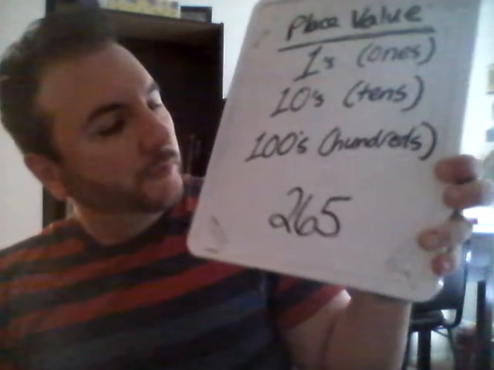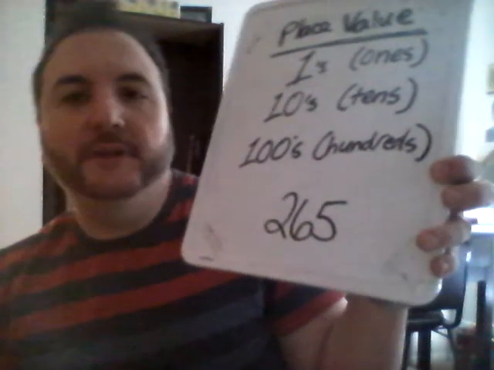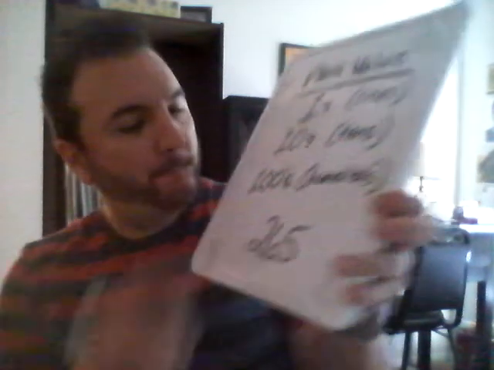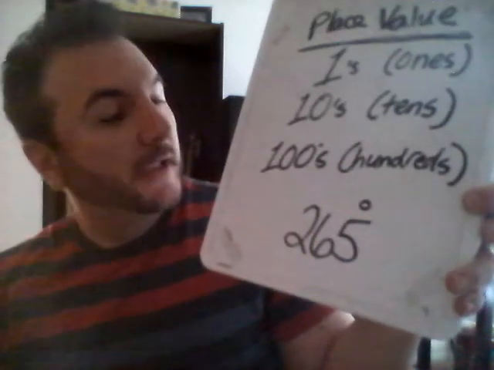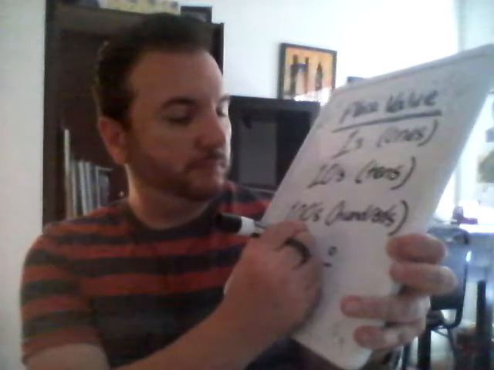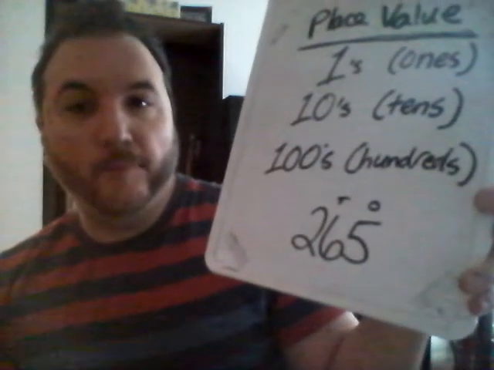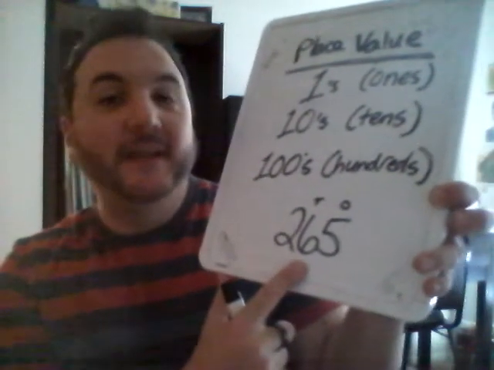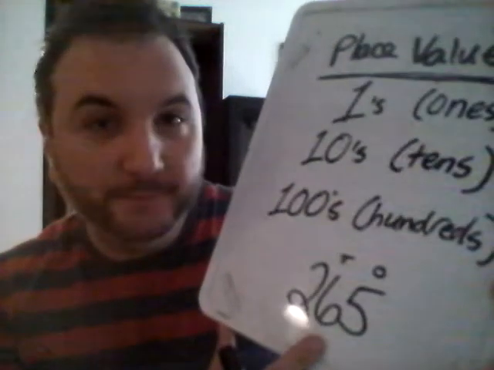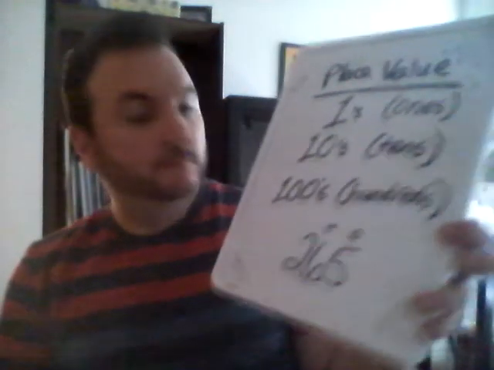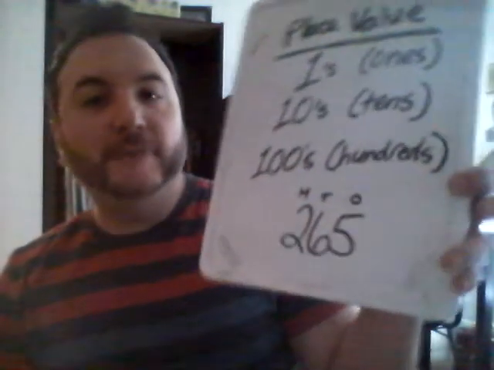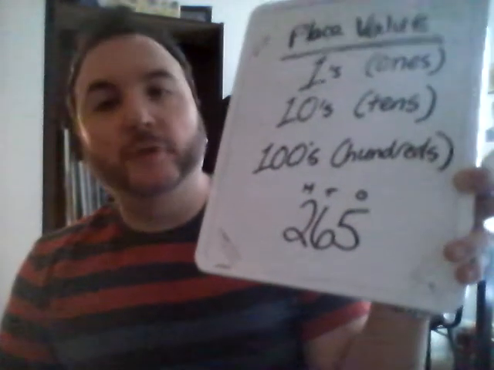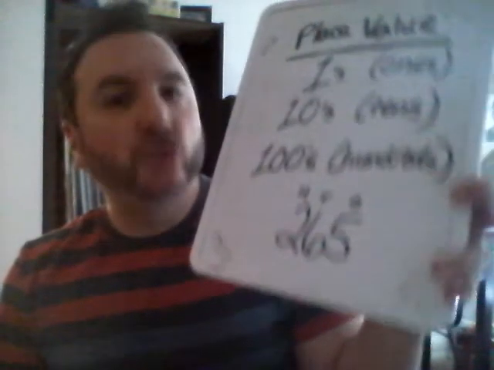Okay? I'm going to do another one with you. Another 3-digit number. Here you go. Now you tell me how many ones are in this number. 5. How many tens? 6. So what you're telling me is this is not a 6. This is 6 groups of 10, or 60. And how many hundreds are there? 2. So how do we say this number now? 265.